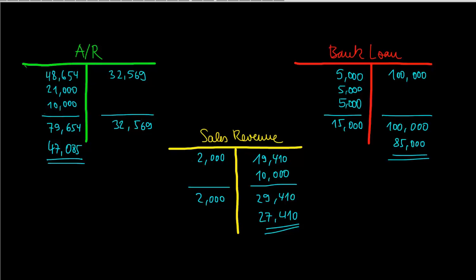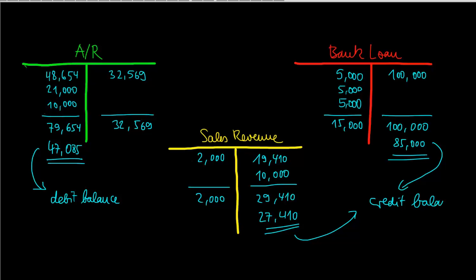Let's remember the words again. This is called a debit balance because it's on the debit side. This is called a credit balance, and this is actually also called a credit balance, so I only have to write it once. Credit balance.